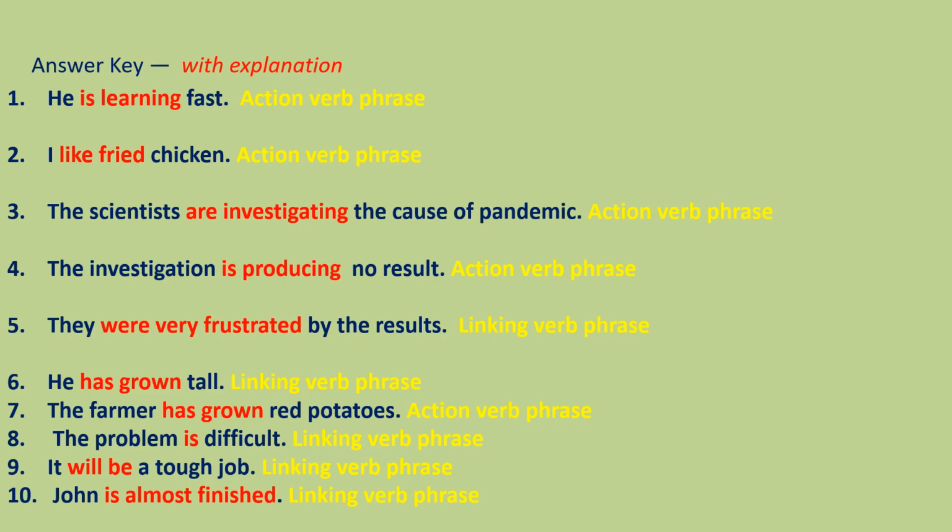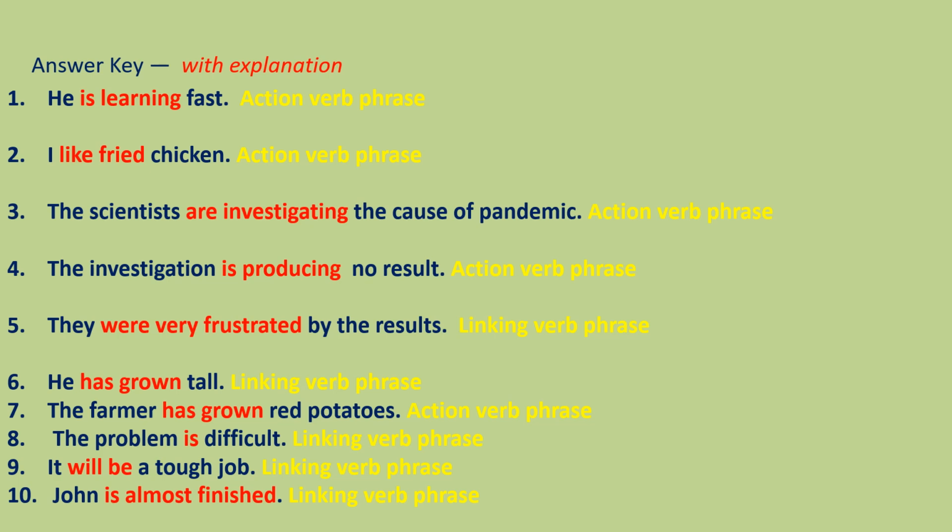Number 5. They were very frustrated by the results. Frustrated describes their condition, so this is a linking verb phrase. Number 6. He has grown tall. Tall describes his new state, so this is a linking verb phrase. Number 7. The farmer has grown red potatoes. Here, grown shows an action, so it is an action verb phrase.